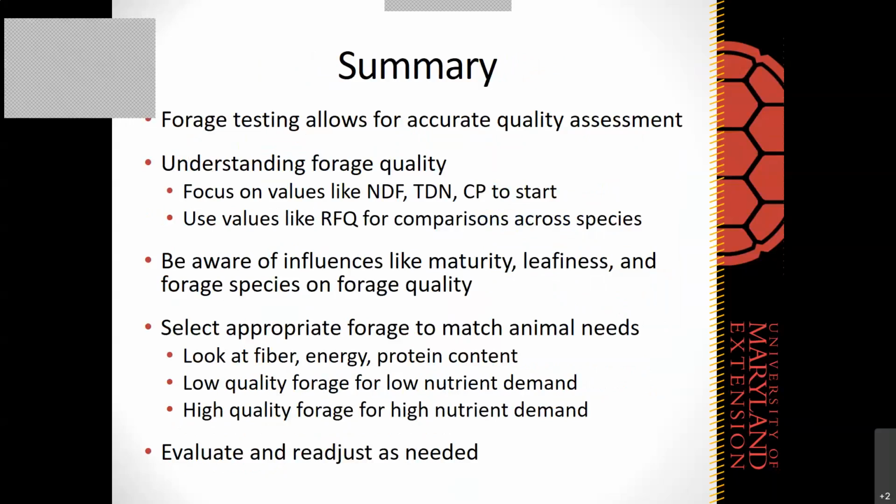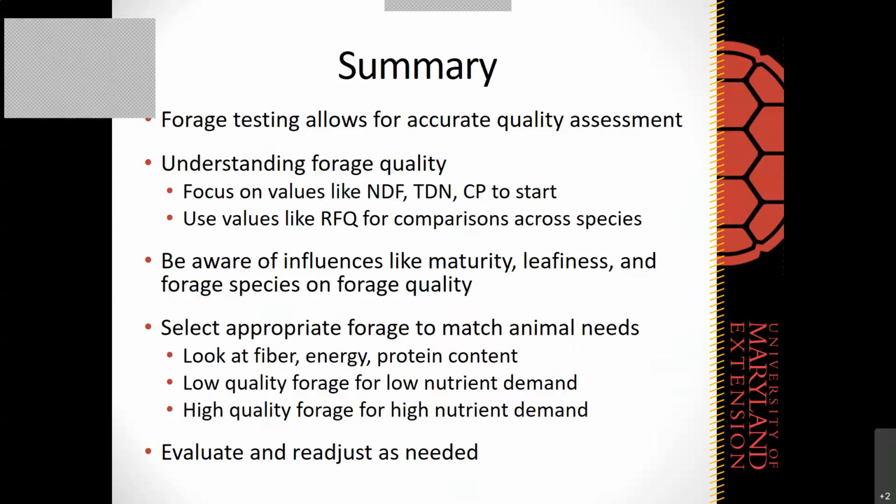So I know that was a lot. Hopefully I didn't lose anybody in there, but basically to summarize, we know that our forage testing allows for an accurate quality assessment. So it's really important that we're doing that. When we're thinking about forage quality, if we're just starting out, we want to focus on maybe some of the key things like NDF for the fiber, TDN for the energy, and crude protein. And then we can use those helpful values like RFQ to make our comparisons across different forage species or forage types.